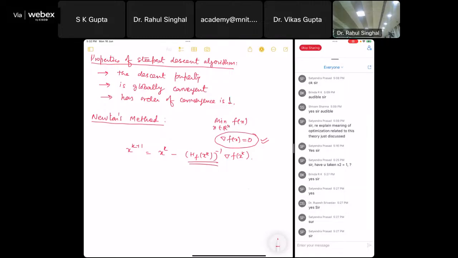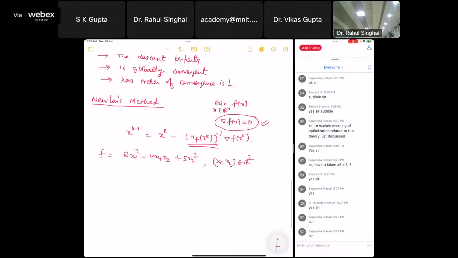So let us take one example to solve such problems using Newton's method. Suppose f is 8x1 square minus 4x1 x2 plus 5x2 square, where (x1, x2) is in R2. You can take anything. Now you want to solve it using Newton's method. Suppose you take any initial point, say (1, 2). So what is x1 then?